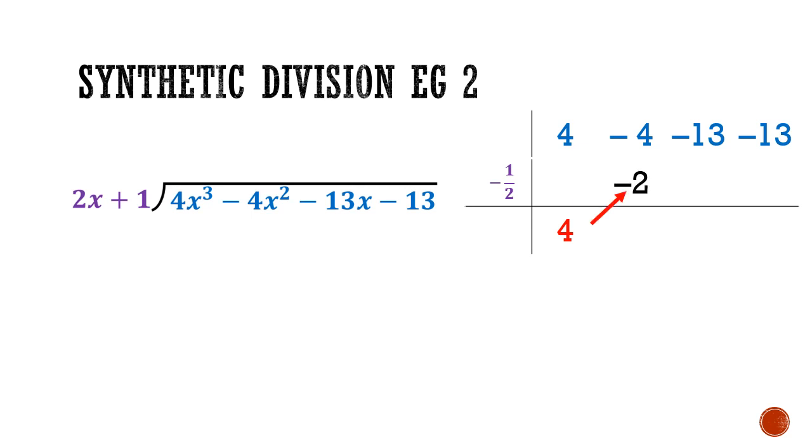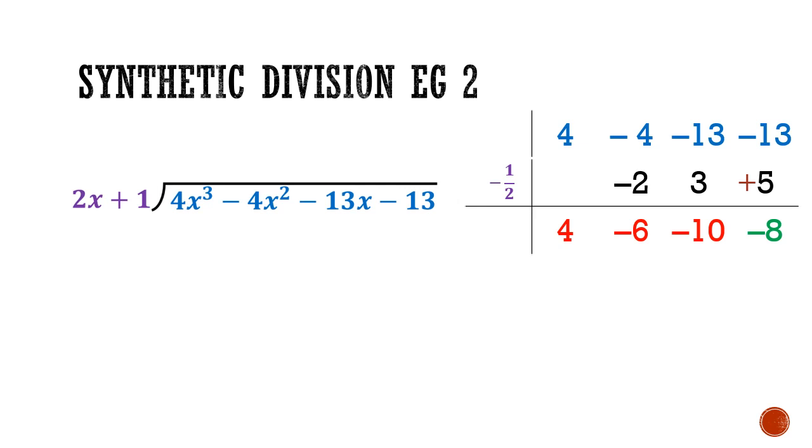4 times -1/2 gives us -2. Add the columns together, we get -6. Multiply by -1/2, we get 3. Add the columns again, we get -10. Multiplied by -1/2, we get positive 5. And lastly, -13 plus 5 gives us -8.